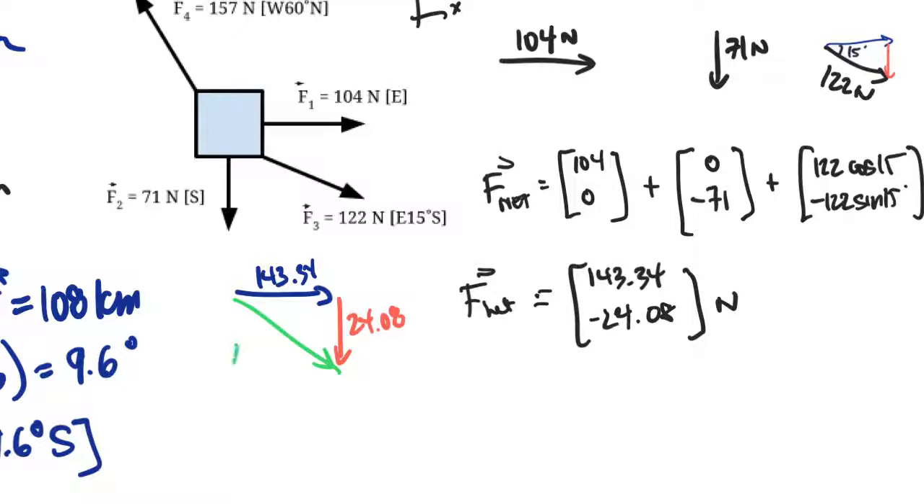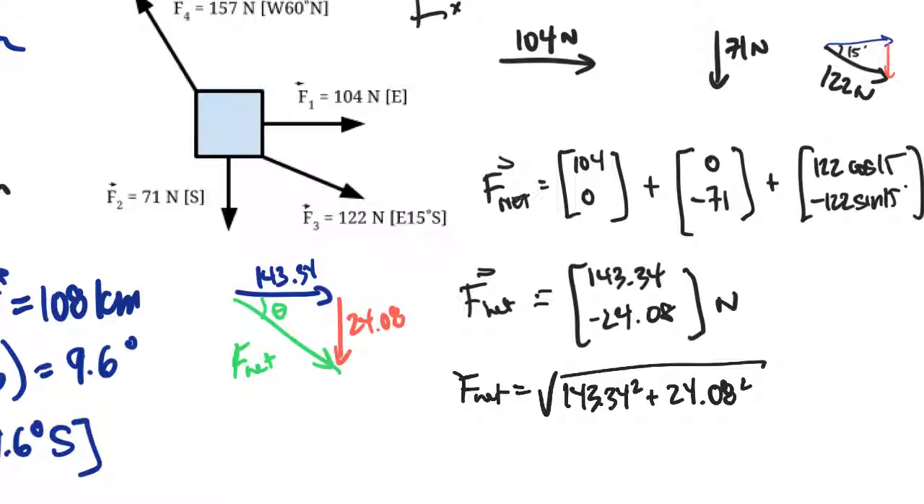So now we need to find our F net and our theta, right? So F net is just equal to the square root of the components, 143.34 squared plus 24.08 squared, which comes out to 145.35. Because the original question was rounded to the nearest whole number, let's also do that here. So 145 newtons is good.